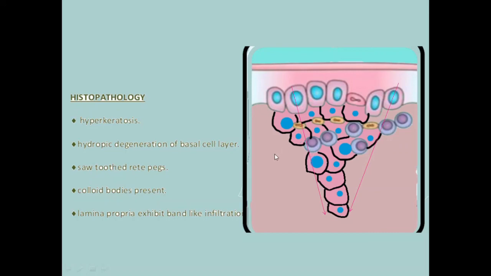So, what will be there in the histopathology? In the histological picture, we'll be seeing that the number of T cells is increased and the number of macrophages is increased. We can see the dying keratinocyte or colloid body. We can see hydropic degeneration of basal cell and sawtooth appearance of rete apex.